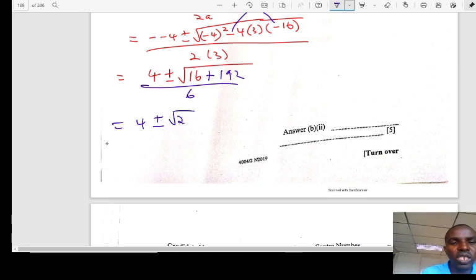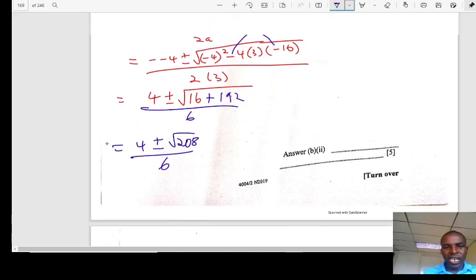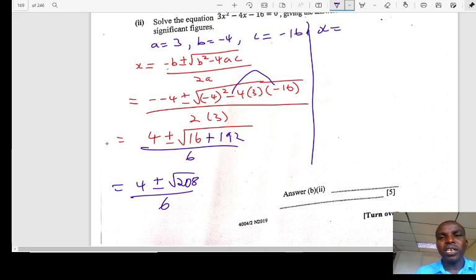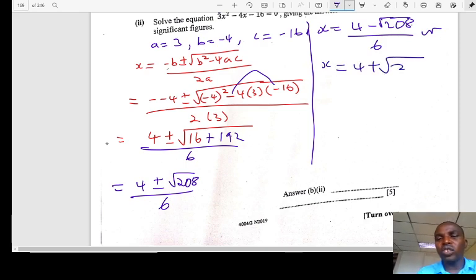So square root of 208 over 6. Then after that you write x is equal to 4 minus, you take the one with the minus, square root of 208 over 6, or x is equal to 4 plus square root of 208 over 6. Then you start with the minus 1.